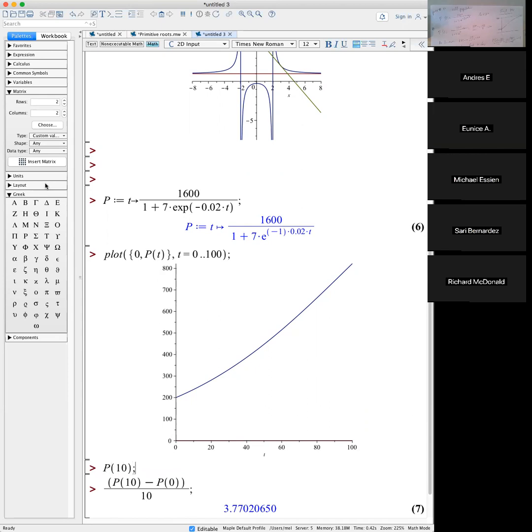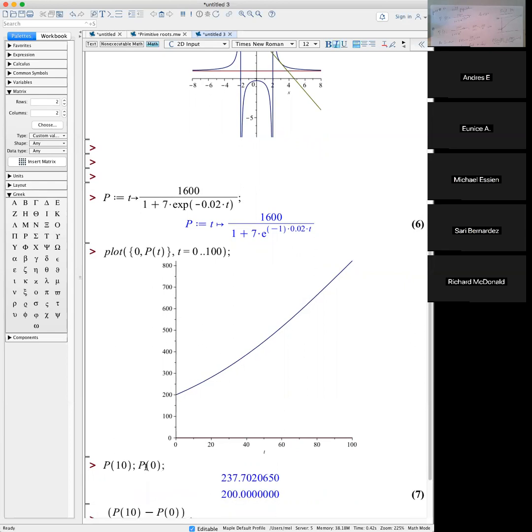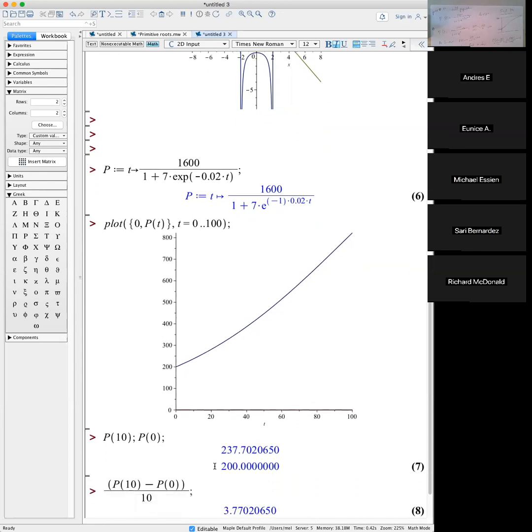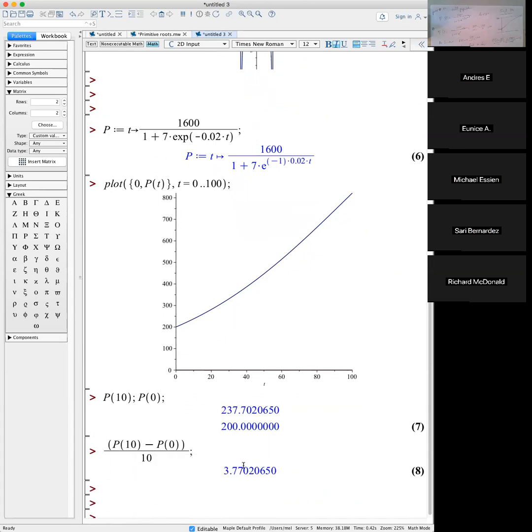So P of 10 is that, and P of 0 is 200. So the population increased by 37.7 over 10 days, divided by 10 gives us the average, 3.77. Okay.